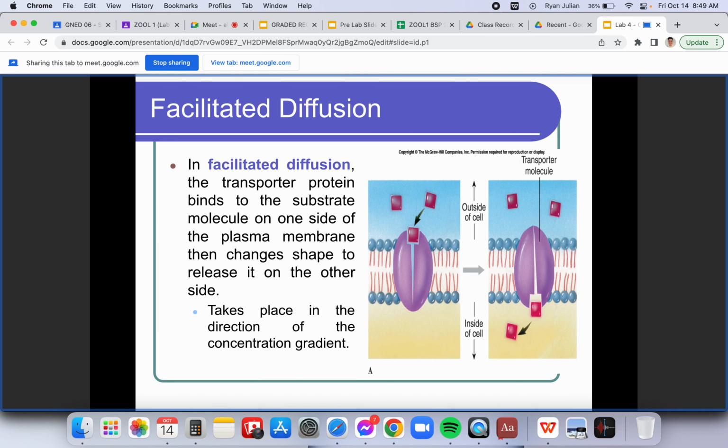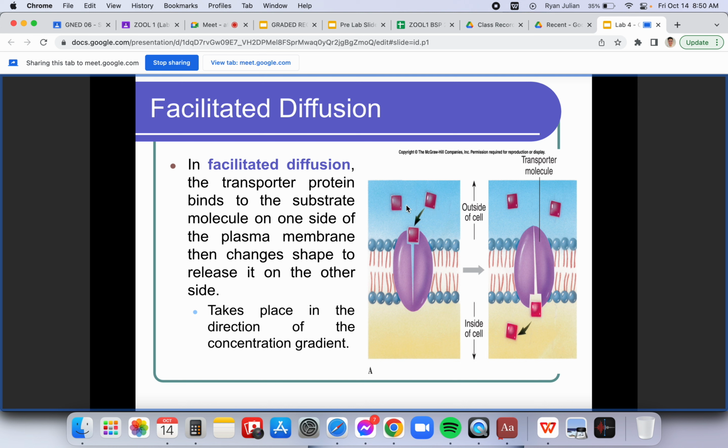Let's discuss first what facilitated diffusion is all about. In facilitated diffusion, the transporter protein that you can see here right now, this bean-shaped structure, binds to the substrate molecule on one side of the plasma or cell membrane, then changes its shape to release it on the other side. It also takes place in the direction of the concentration gradient. When you encounter the term concentration gradient, this is where the equilibrium of the concentration occurs, which is exemplified in this illustration that you are seeing on your screen right now.